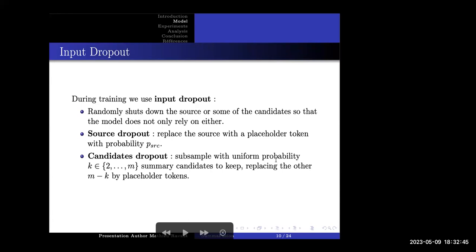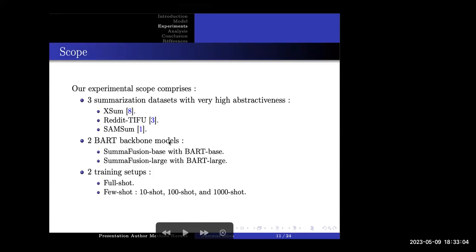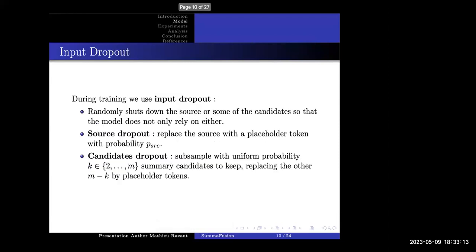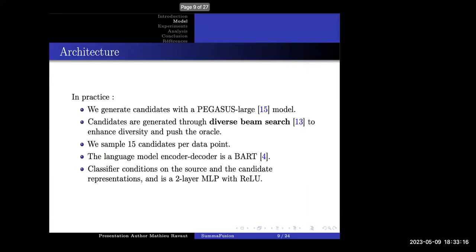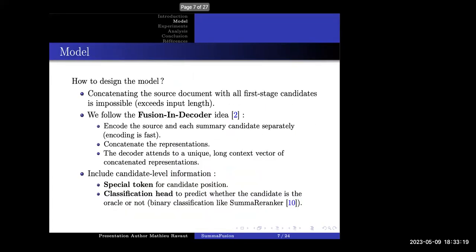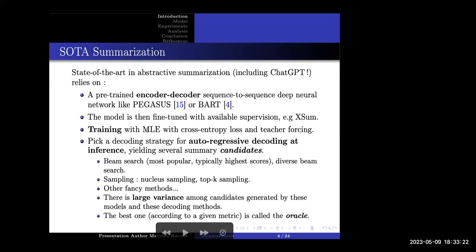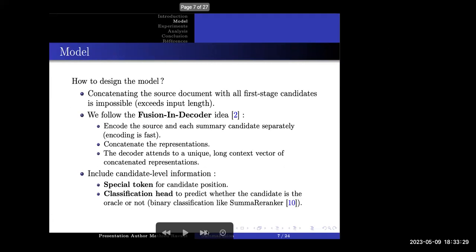And candidates dropout. So we would sample a number of candidates between 2 and M. That's the number of candidates we would keep, and we will replace all the others with, again, a placeholder token. Right, so that's model design and the training process. I haven't talked about the loss, but once the model is set up, we just train this in the standard first stage way, which would be just with maximum likelihood estimation with cross entropy loss and teacher forcing.